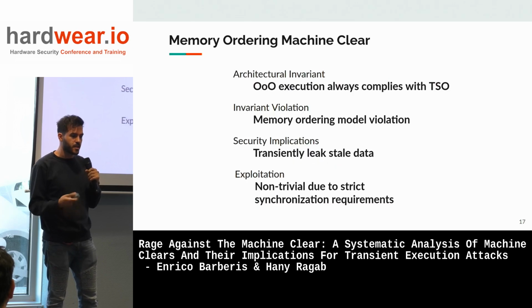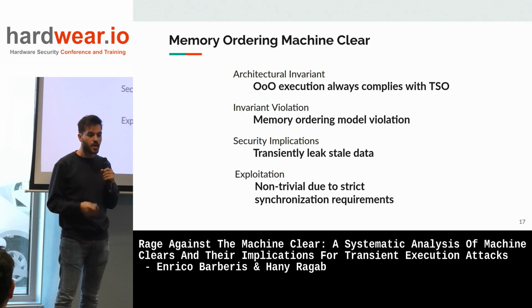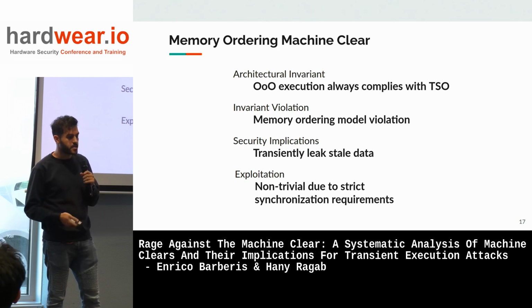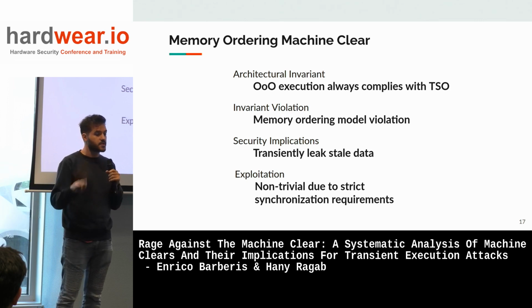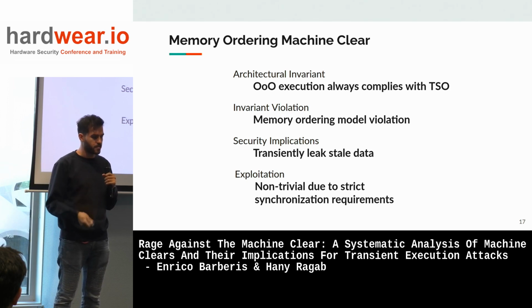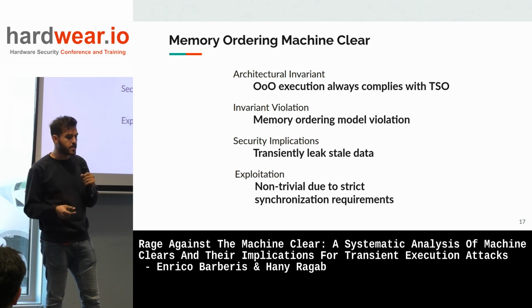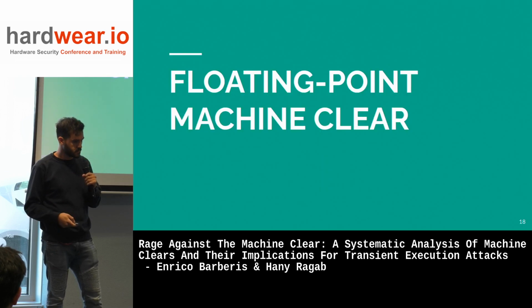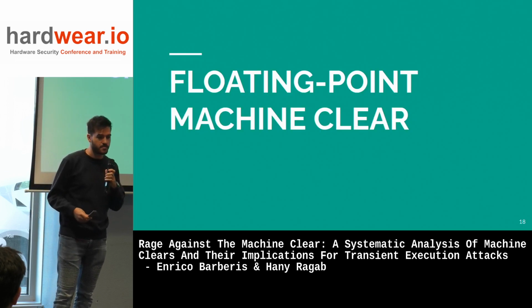As we can see here, the architectural invariant is that out-of-order execution always complies with the total store order memory model. And this can be violated in the case of a memory ordering machine clear. This again allows an attacker to transiently leak stale data, which in this case was the old value contained at the address Y that was loaded out of order. In order to exploit this type of machine clear, there is a very strict synchronization requirement between the two cores, which makes exploitation not very trivial. Now we'll see the other types of machine clear that we're presenting.